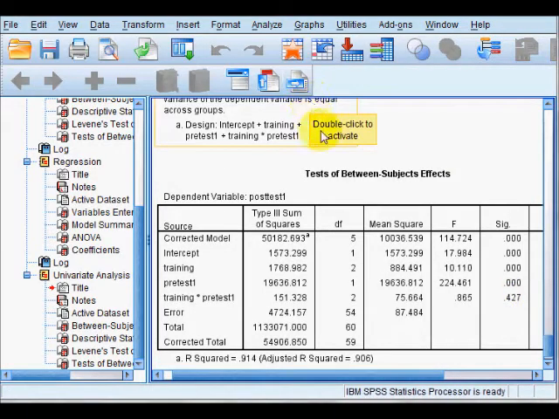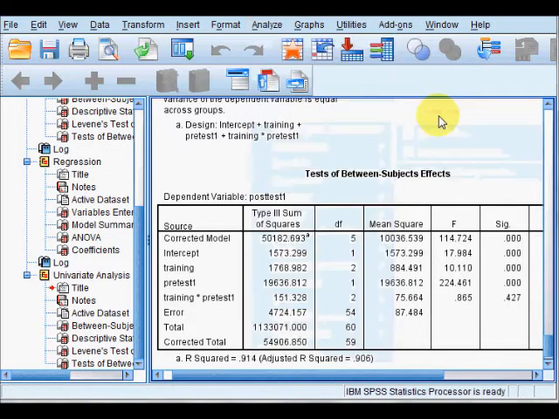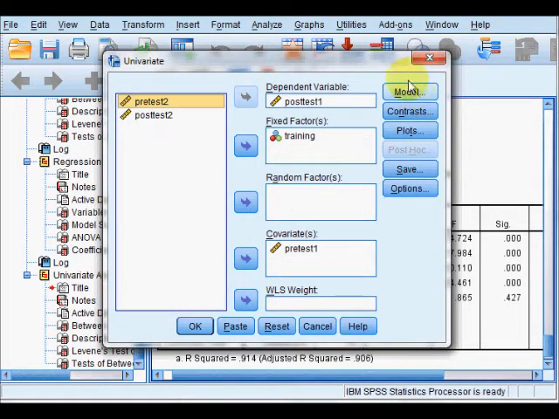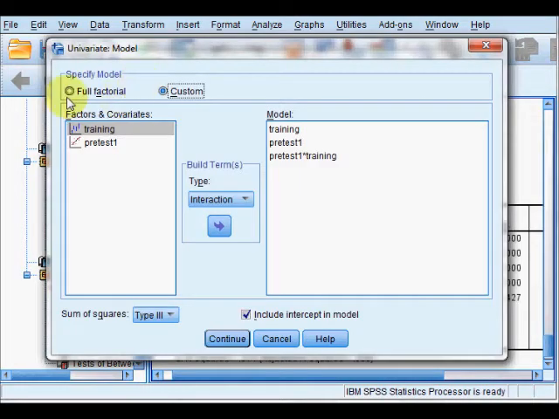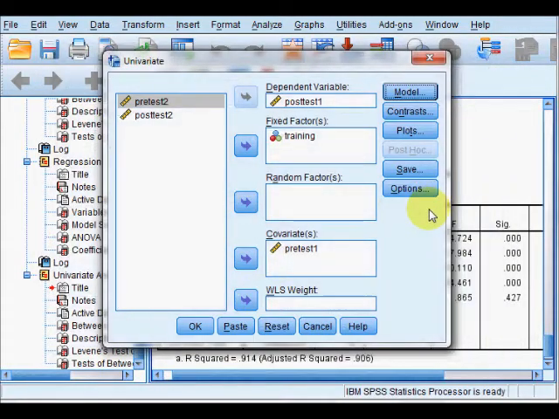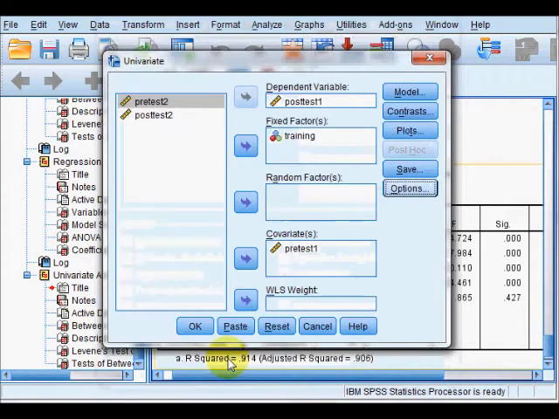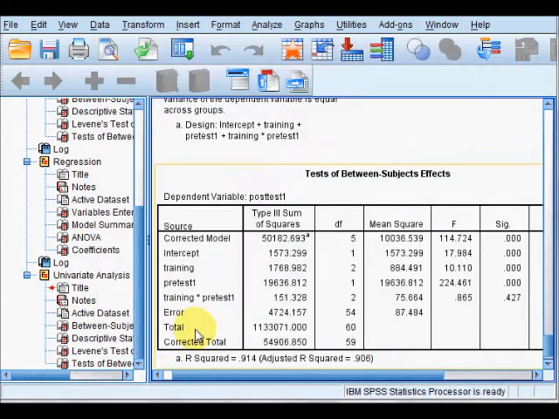Right, so this is how we're going to do analysis of covariance. Go to Analyze, General Linear Model, Univariate. All we need to do is just change the model back to the full factorial. Click Continue. Go into Options, put the means in here. Plain effects, and we'll just say LSD. And click Continue. And then click OK.